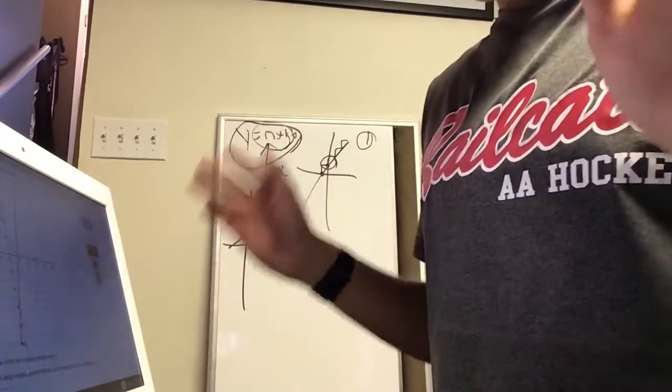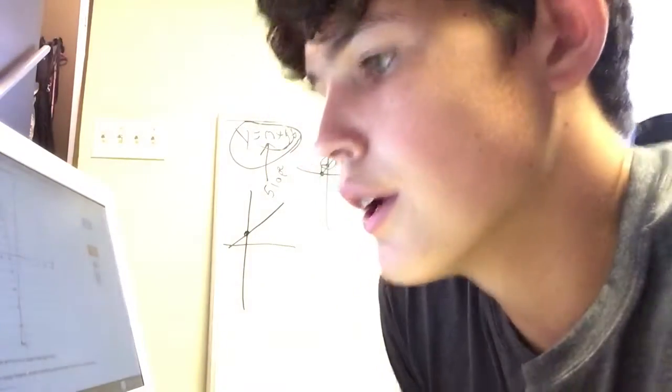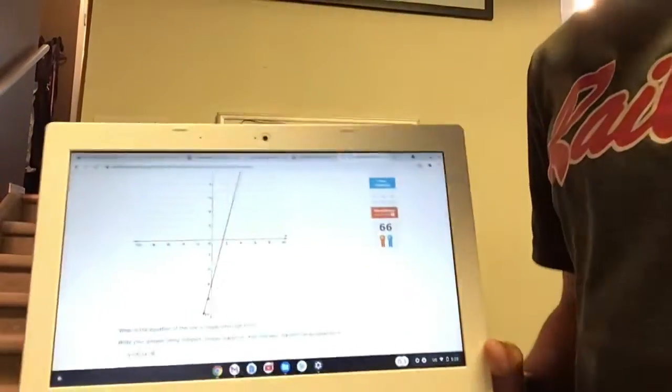and our y-intercept is -6. So let me just give it one quick little glance over. 1, 2, 3, 4, 1. So this should be our answer here.